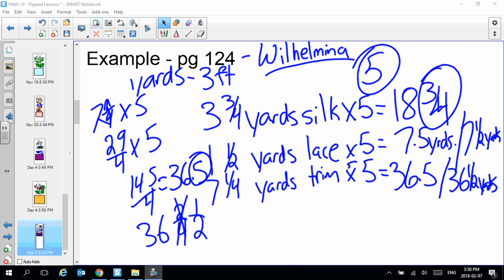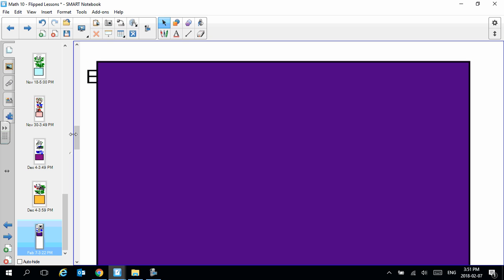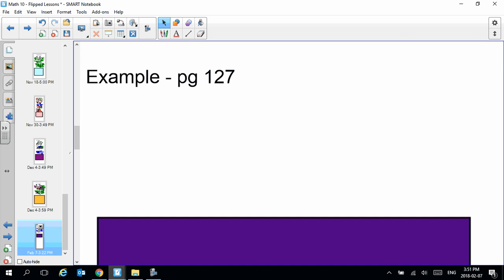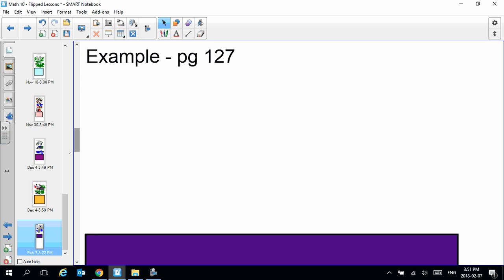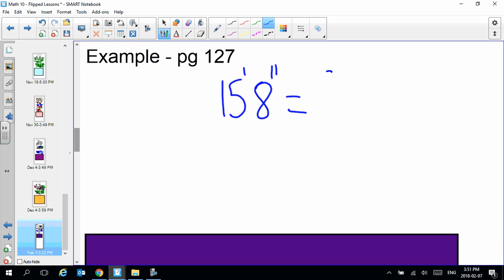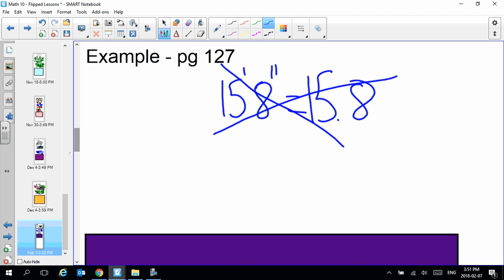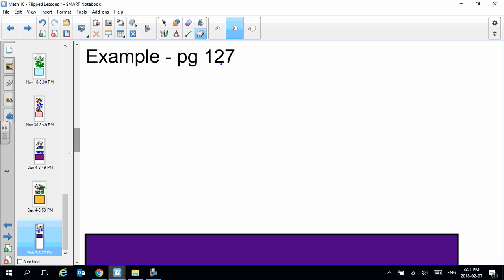All right, so our next example, I'm going to be moving on down. Our next example is on page 127. The example on page 127 is a bit of a unique one. What they're doing is looking at how we add up feet and inches. It would be simple if 15 feet 8 inches was the same as 15.8. But it's not, and it's a very important thing to remember. 15 feet and 8 inches is not the same as 15.8, and I'll show you why.